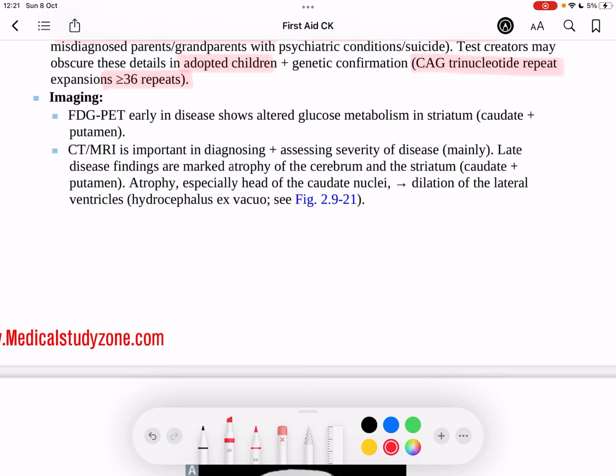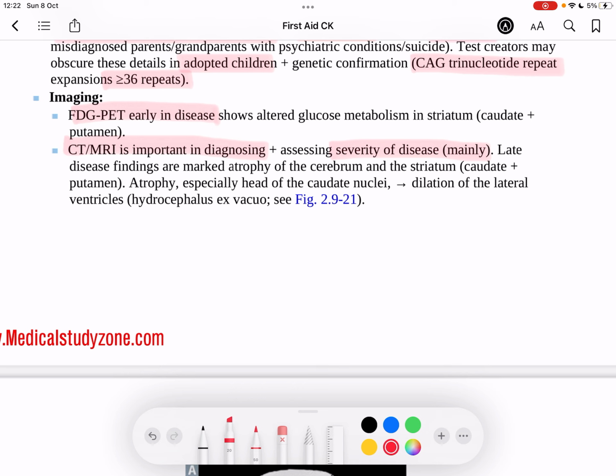We can do some imaging. So the FDG PET scan can actually pick up very early disease changes. This is essentially just showing altered glucose metabolism, usually in the caudate nucleus and the putamen in the basal ganglia. I don't know how commonly that's used. Where I'm based, we don't use that so much, but maybe in America they do. But CT and MRI have got very important roles in diagnosing, but also assessing the severity of the disease, and this is mainly what we're looking at here.